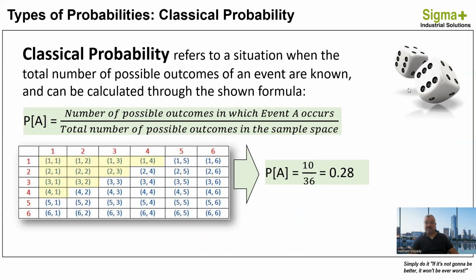Types of probability, starting with classical probability. Classical probability refers to the situation when all the possible outcomes are known, such as the example of a pair of dice, where we know the total possible outcomes. So if I'm looking at my event where I need a total of 2, 3, 4 or 5, this is my interested outcome, and I know the total possible outcomes from that experiment.